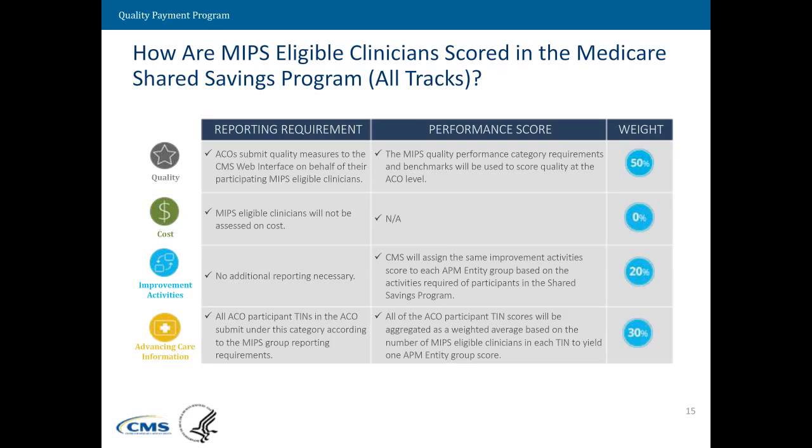And last, the advancing care information category. All ACO participant TINs in the ACO submit under this category according to the MIPS group reporting requirements. This is done for all tracks, and I repeat that. The Shared Savings Program has a requirement that ACI be reported as part of the Shared Savings Program requirements. So whether you're a QP or not, whether you're an advanced APM or not, it doesn't matter. For the advancing care information category, you are going to report the ACI as an ACO participant TIN according to all applicable requirements of the MIPS program.